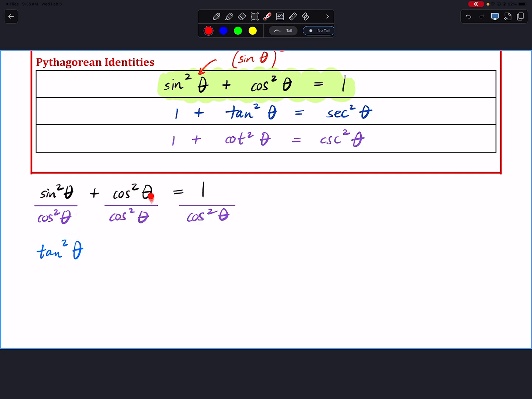What would this be? If you take something and divide it by itself, what does that become? 1. And then 1 over cosine, that's one of our identities. It's secant, okay? The only difference is it's squared. So 1 over cosine is secant, so 1 over cosine squared is secant squared of theta. So this is identity 2. This, we just proved it. Okay, so that's where that comes from.